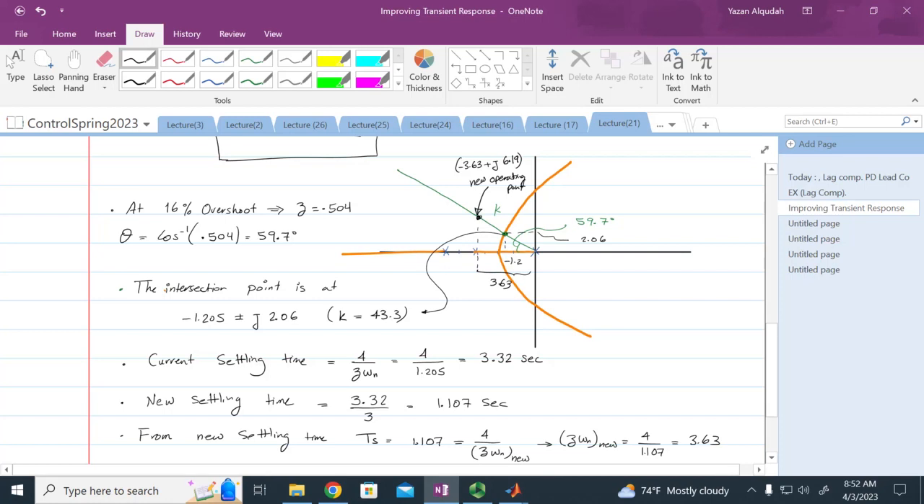So what do I do now? Aren't you off the root locus? Yeah. So I need to change the dynamics of the system. I was operating at this point. Now I need to be operating at this point, but this point is no longer on the root locus. So what do I have to do? I have to change the shape of the root locus, so now it goes through this point. Make sense?